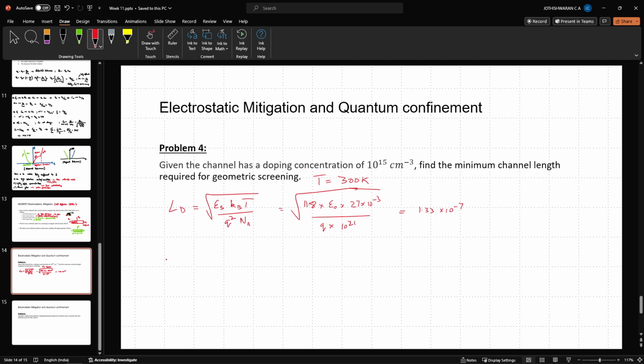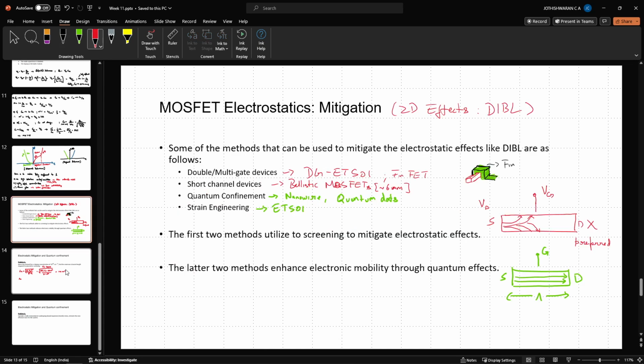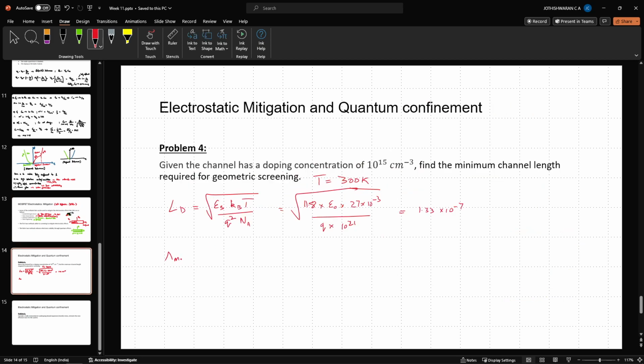Now the minimum channel length, lambda min, as I showed here, should be LD by 3. So the Debye length divided by 3, that is the tolerance limit we have, that's the prescribed length for having geometric screening. Sorry, I shouldn't have said preventing. I'm really sorry about that. So that will come out to be 1.33 divided by 3. So that is 4 by 9.